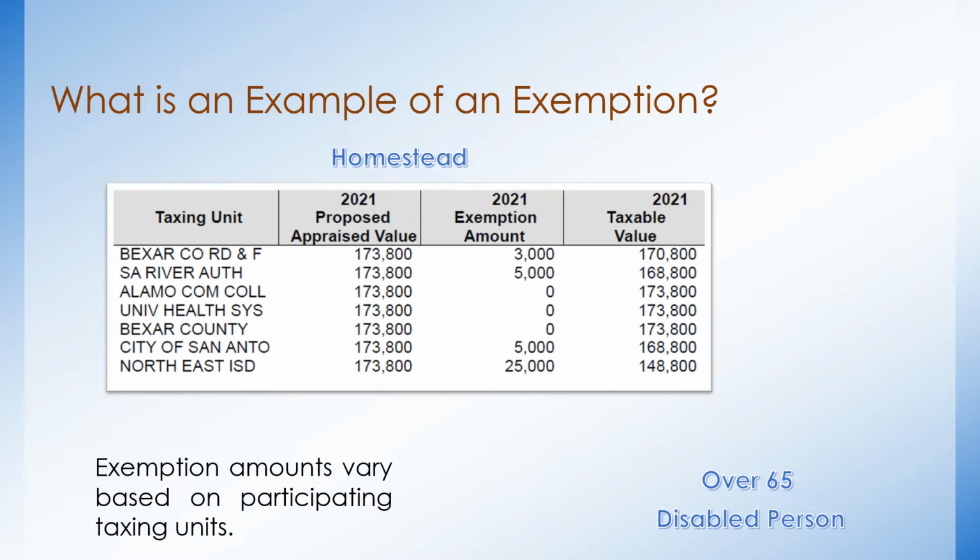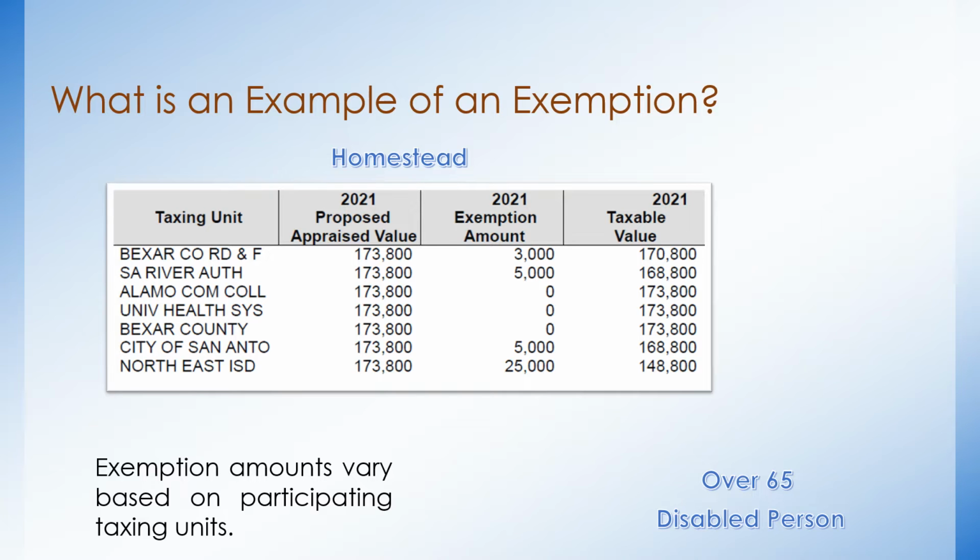The over 65 exemption is another common exemption available. A homeowner may apply for the over 65 exemption immediately upon qualification. Many taxing units exclude a portion of your appraised value from taxation, but most effective is the amount of value excluded by the school district.